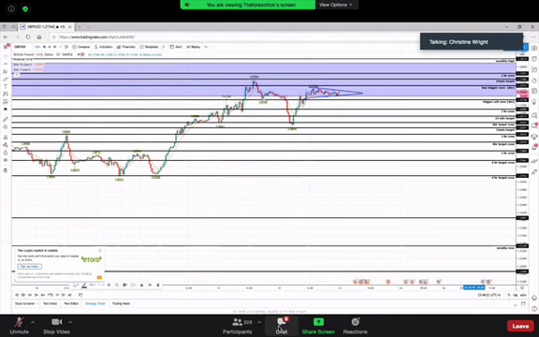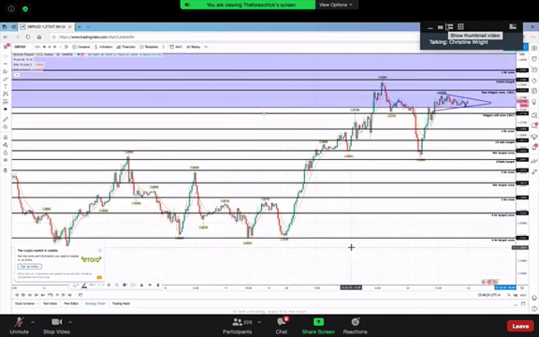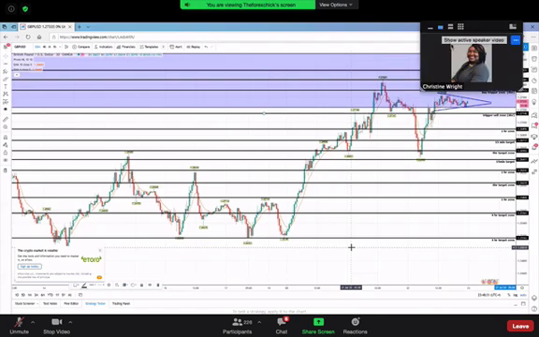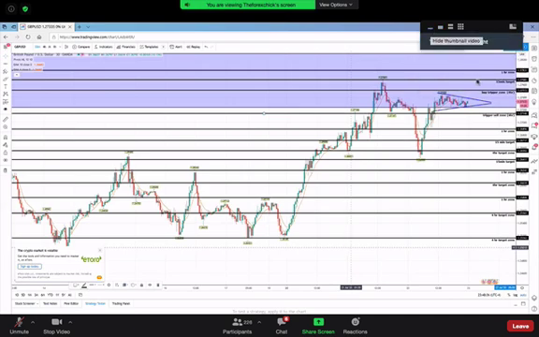Let's go. Let's zoom in a little bit. I think I got it backwards. What you said. You said anywhere where there are wick rejections, are those going to be my targets or my buy and sell areas? That's fine. So if you're buying here, these are your targets. If you're selling here, these are your targets.